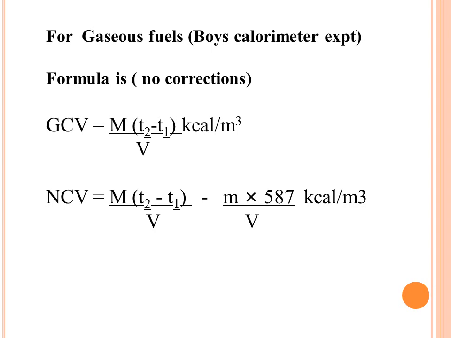Here capital V is nothing but the amount of fuel that we have burned. Capital M is the mass of water that we have circulated. If we subtract small m × 587 / V, where m is the mass of steam condensed, then it will give us NCV. So NCV is equal to GCV minus m × 587 / V. So this will be kilocalorie per meter cube.